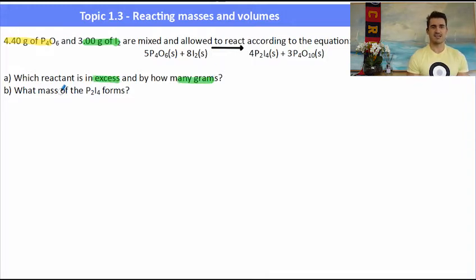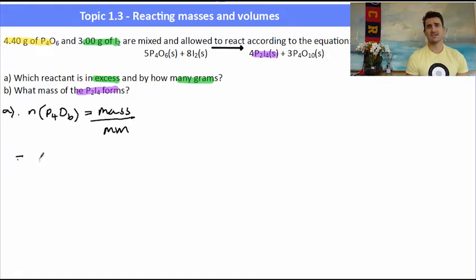So that's taking that excess part a bit further, and that's a hard question. And then we need to determine what mass of P2I4 forms. So again, the steps. To work out which one is in excess, we need to find the number of moles of both of the reactants. We've been given the mass, so the number of moles will be mass over molar mass. And I need to work out the number of moles of both. Make sure you get the molar masses correct. So check my molar masses, make sure I've got them right.